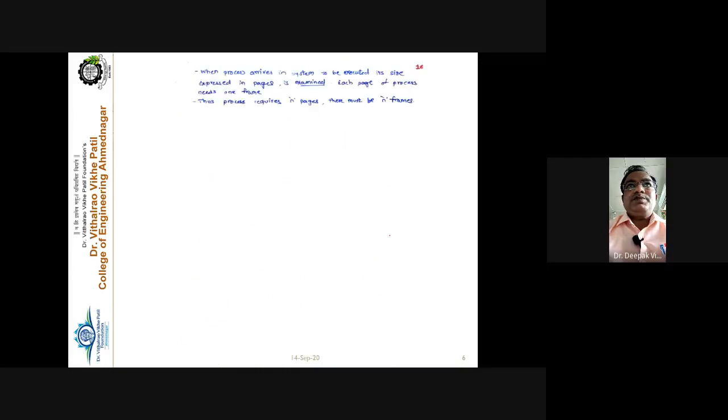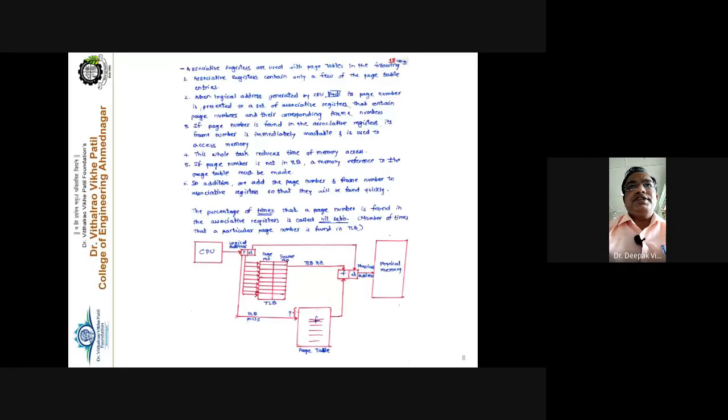Then the next point we have seen is the translation lookaside buffer. If a question is asked in the examination, such as write a note on translation lookaside buffer, you have to mark the steps first. You have to write it point-wise: number 1, 2, 3, 4, 5, 6.